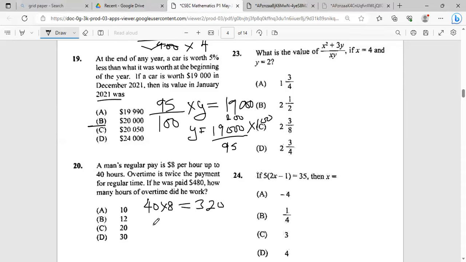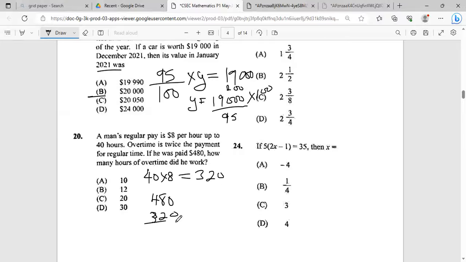So that means for the overtime, you just say 480 minus the 320. So we need to know the total money from the overtime, and then we divide it by the rate. This is not hard. You could have reasoned this out. 320 from 480 leaves 160. But the rate is 8 times 2, so that is 16, because he said twice. They use the word twice, but it doesn't make a difference. We know what twice means.